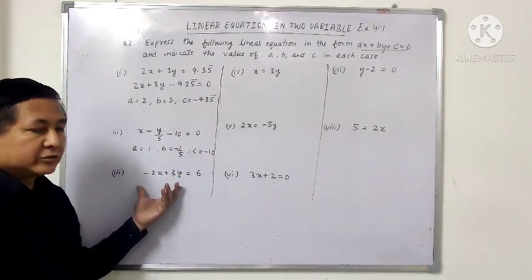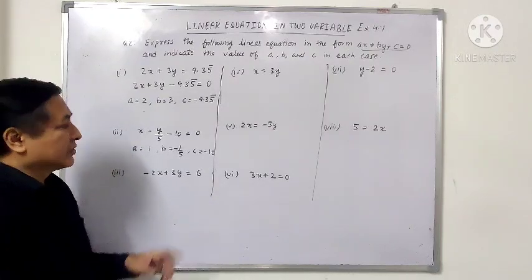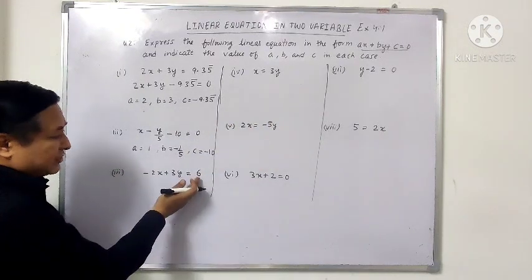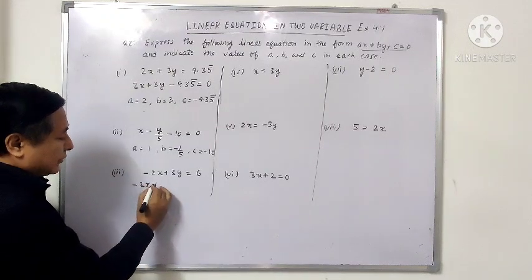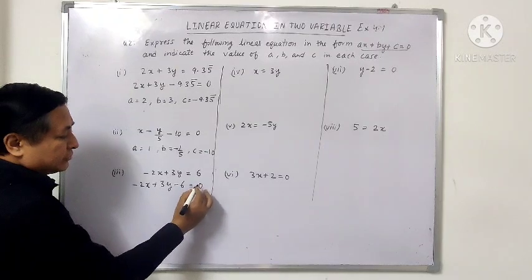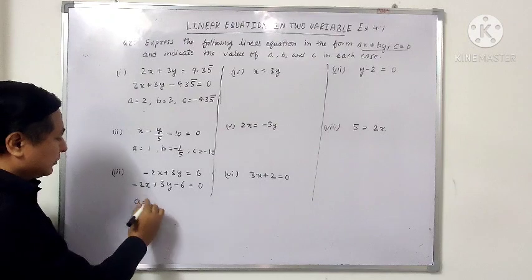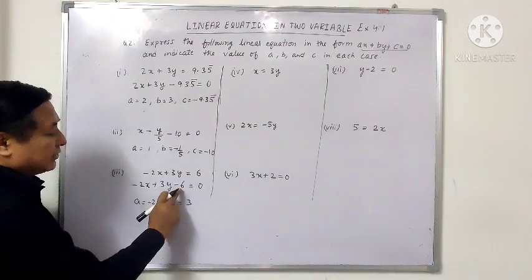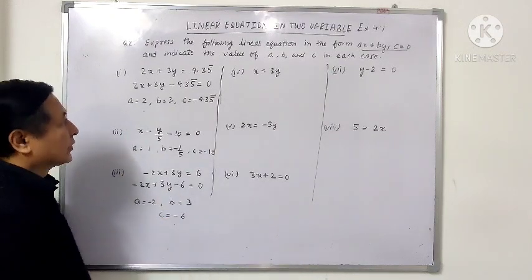Now we will take the third question, that is minus 2x plus 3y equals 6. First we will arrange it in the form ax plus by plus c equals 0. So we'll shift this 6 to the left hand side. So minus 2x plus 3y minus 6 equals 0. Now here the value of a is minus 2, the value of b is 3, and the value of c is minus 6.